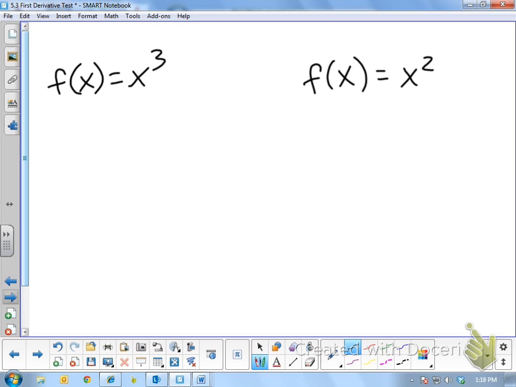What was our critical point? That was like 1. 0. 1 wasn't a critical point. 1 is one of our test points. So we didn't actually split it into 3 intervals. We just split it into 2 this time.